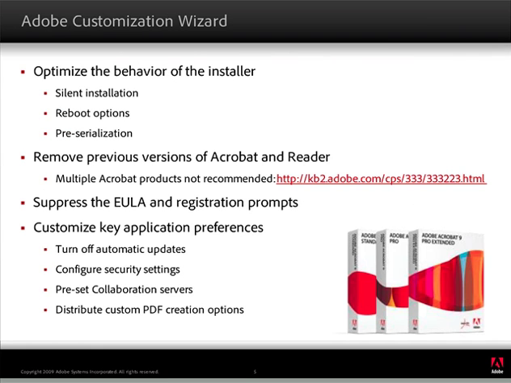Okay, so what does it do? Well, the customization wizard is designed to optimize the behavior of the installer, and there are a few important things. You can silently install, you can control the reboot options, you can pre-serialize the software, and do a lot of significant customizations in terms of turning off automatic updates, configuring how your security updates are handled, you can pre-configure your collaboration servers and also your PDF creation settings. And actually, I believe Doug will have quite a bit to say on that front, because I saw how his settings were set up a little bit earlier today.